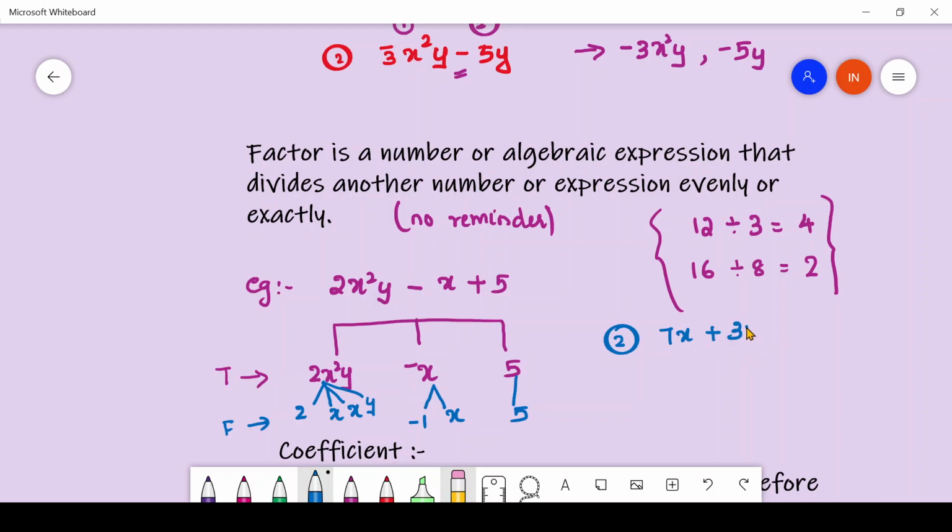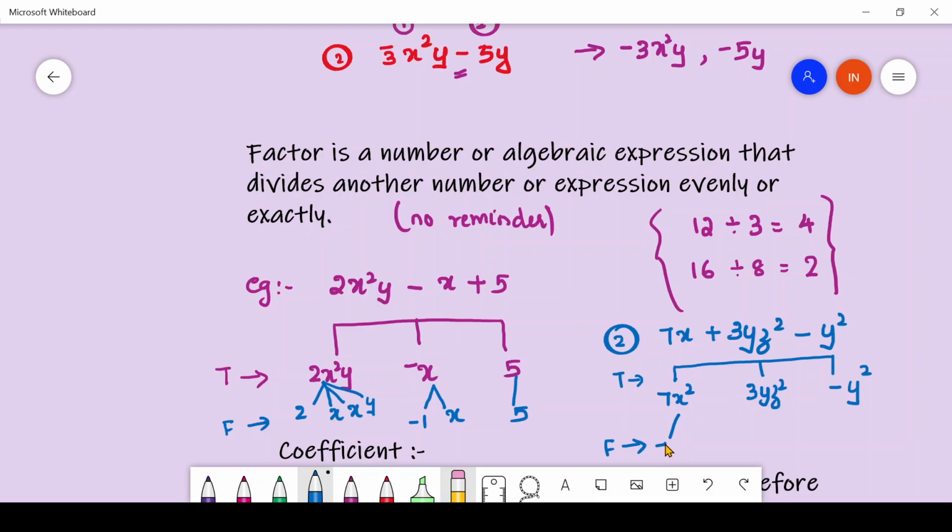7x plus 3yz square minus y square. Okay. As we have done before, let us write down the terms first so that the terms can also be clear for you. So this is 7x first term, second term is 3yz square, and the last term is minus y square. Now I am going to explain to you what are factors of these terms.